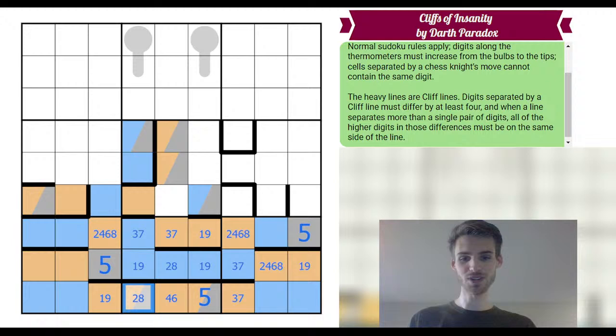Are you all happy with your choice of the Cliffs of Insanity? I'm actually pretty happy. This has been kind of nice so far. You hear and see the stream. Good.